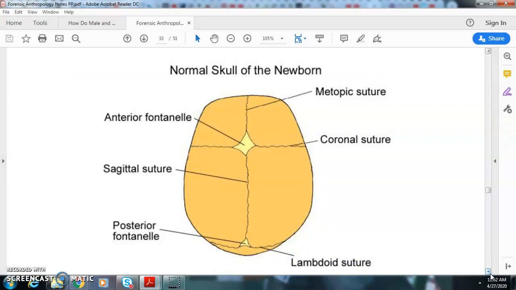And here's some of the pictures of it. This is a newborn skull right here. I always wonder how that big baby's head gets through, because a lot of these areas aren't fused. They're not hard, so they kind of squish in a little bit. Kind of gross thought, isn't it?